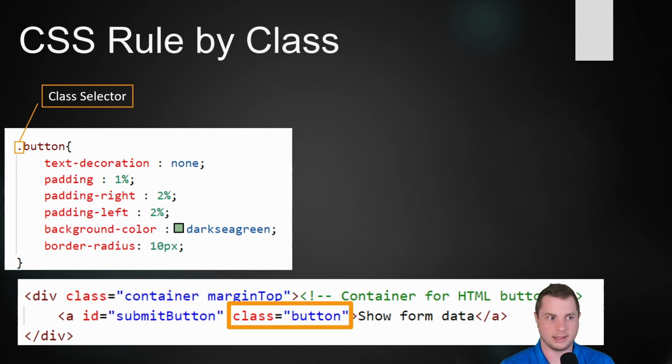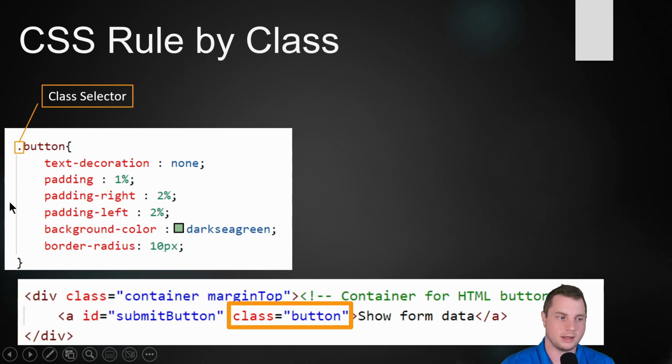CSS rule by class. The class symbol in CSS is a dot. So that is right here, dot, and then we're looking for the class of button. If we come back down here to the HTML, right here's that attribute, class equals button, and that happens to be on an anchor tag. Class of button on the anchor tag.